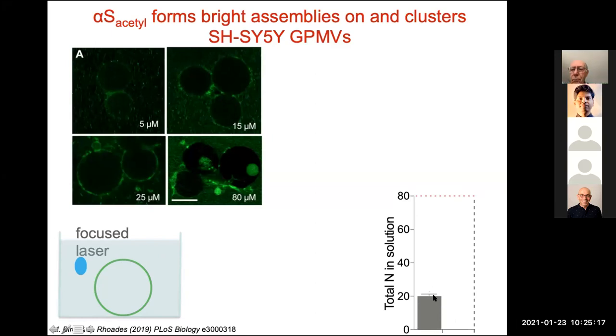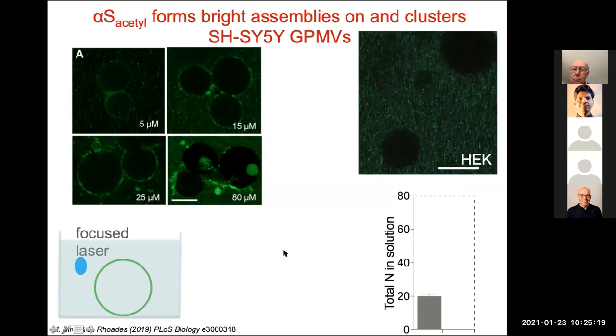And I just want to contrast that to what happens if we make our GPMVs out of HEK cells. So these are the human embryonic kidney cells. You can see the only reason we can actually see these vesicles is because there's so much fluorescent alpha-synuclein not binding. So we see it in the background, right?